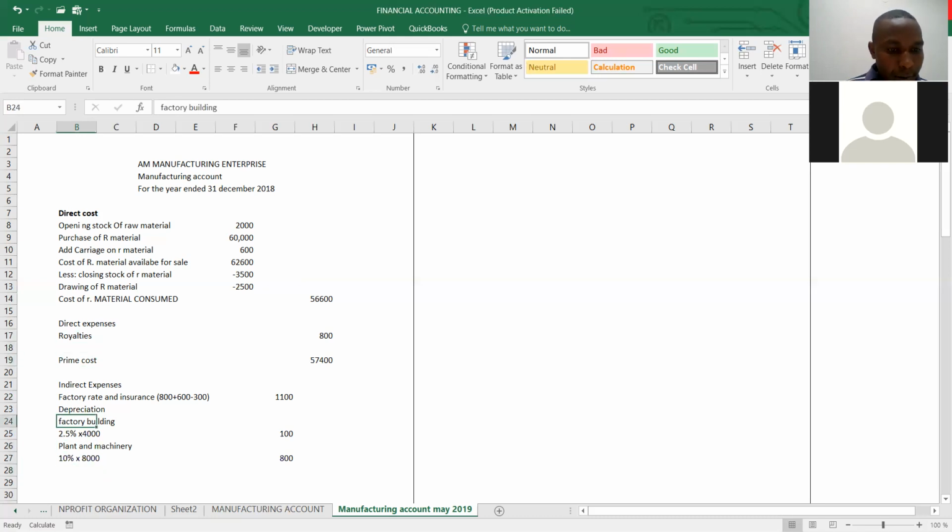Let's now go to the trial balance and look at other expenses. What about land? We don't depreciate land. But if they say the land appreciates, you could have recognized it. I think it is under the office.